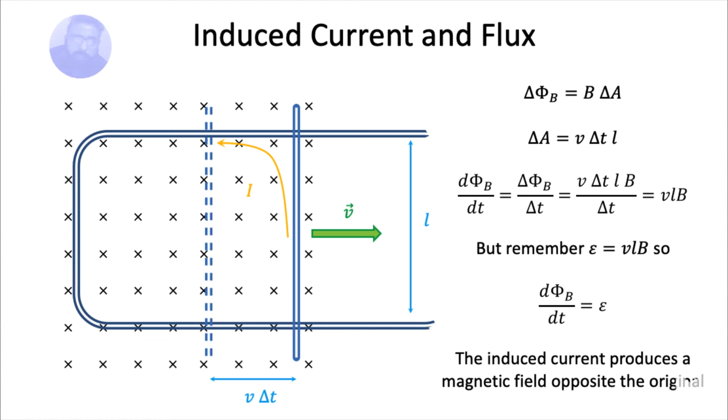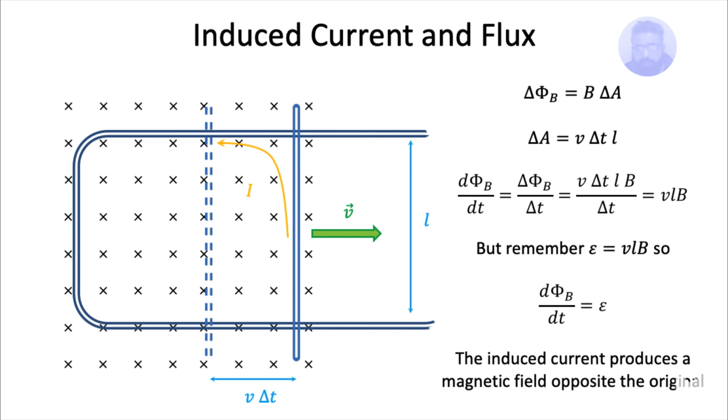So let's talk about how the magnetic flux changes as a function of time. In this case, the magnetic field is uniform and it's going into the page. So the change in magnetic flux looks like the magnetic field times the change in area as the bar moves from here to here. And let's say the bar is moving with velocity v. So it moves a distance of v times delta t in some time delta t. And that gives us our change in area.